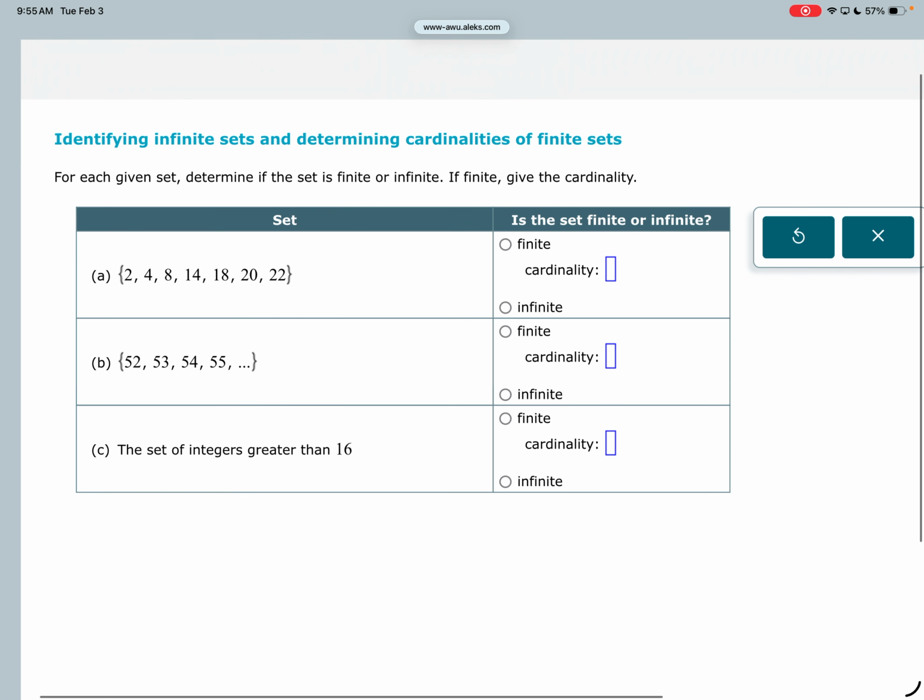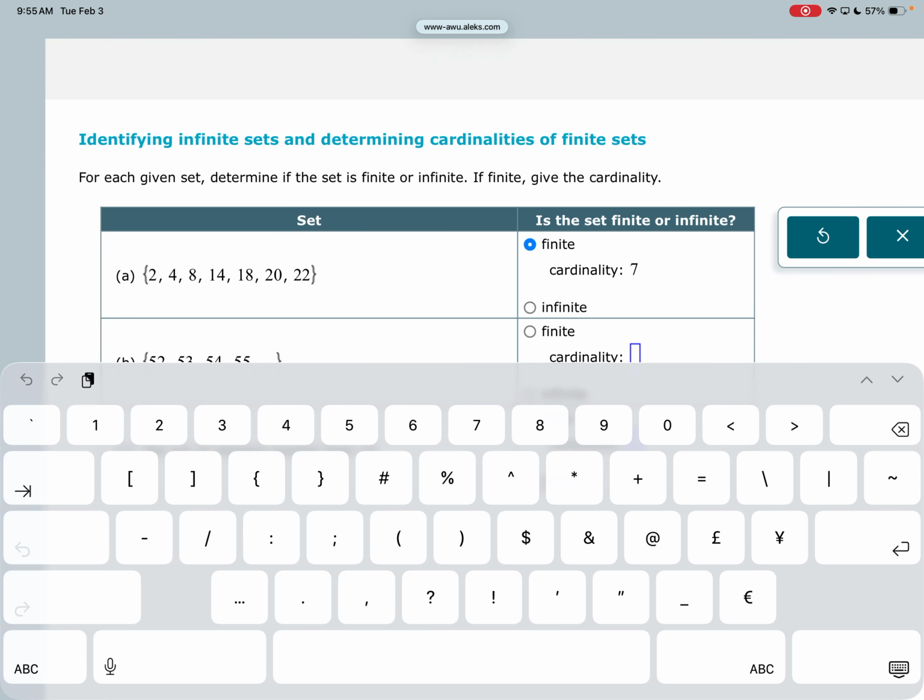This one I don't think will mess with you too much. You just got to count on here. You just got the words finite and infinite. So like, well, we'll do B or A first. So you can count the elements in A. 1, 2, 3, 4, 5, 6, 7. So there's cardinality is 7.